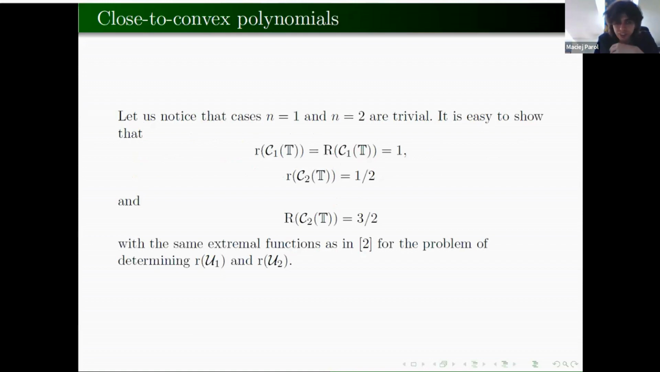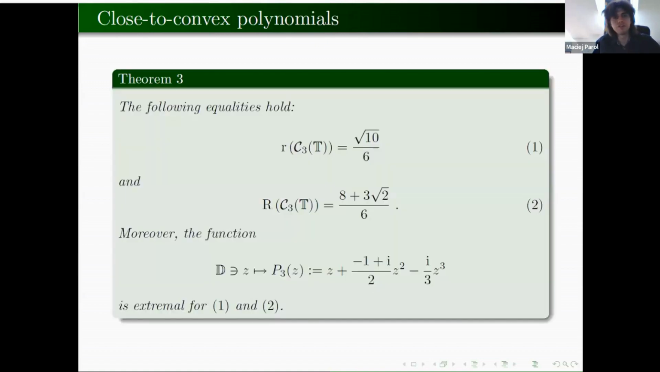The first two cases are very trivial, and it's easy to show that the minimal and maximal radius for n equals 1 is equal to 1, because there is only one function. And in the case when n is equal to 2, the minimal radius is equal to 1 over 2, and the maximal radius is equal to 3 over 2, and the extremal function is still z plus 1 over 2z squared. So these two facts are nothing new, but theorem 3.